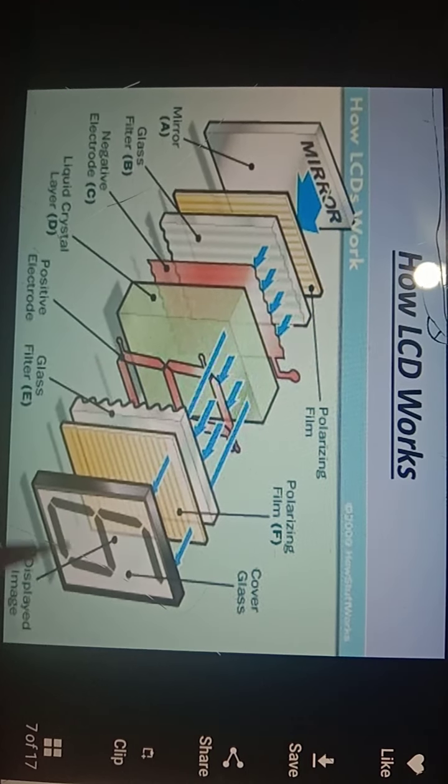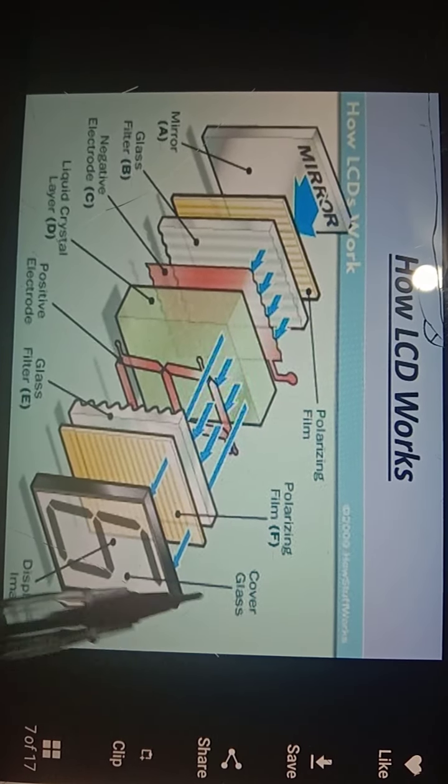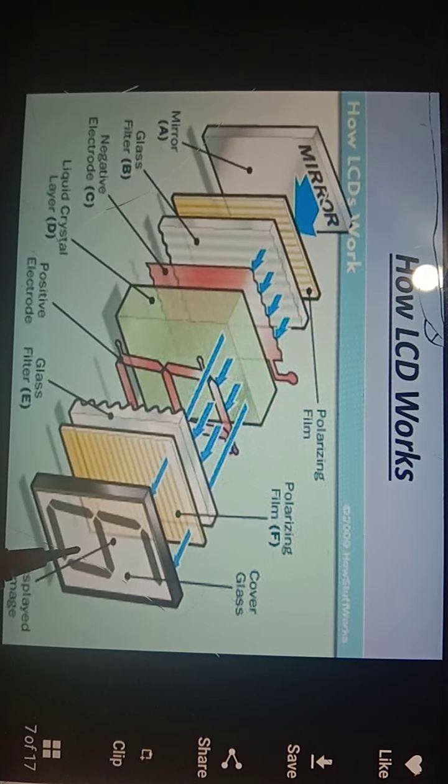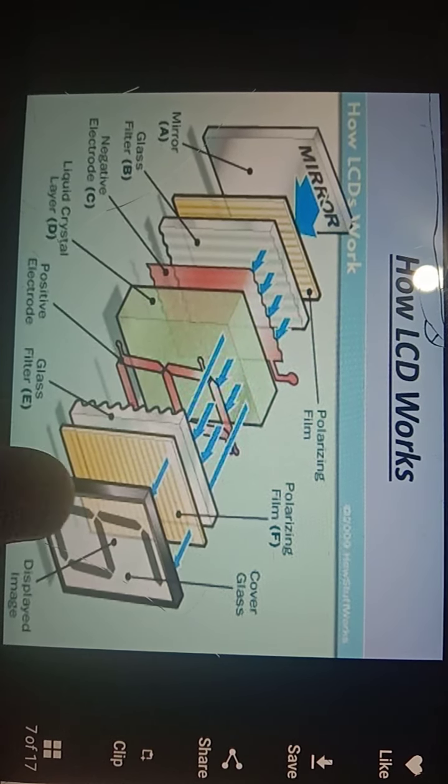This is the display actually, the cover glass. The image that is going to be exhibited here, that is the image. This is the working of an LCD.